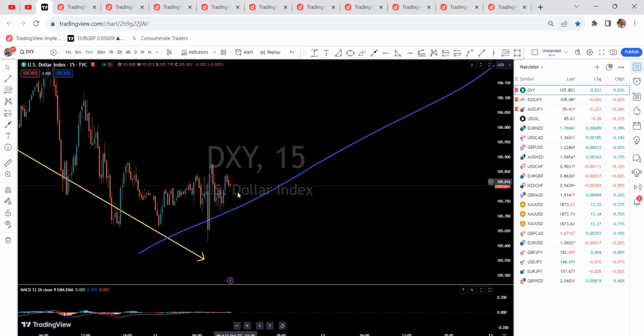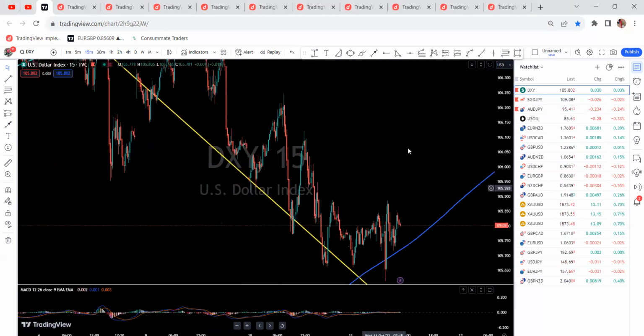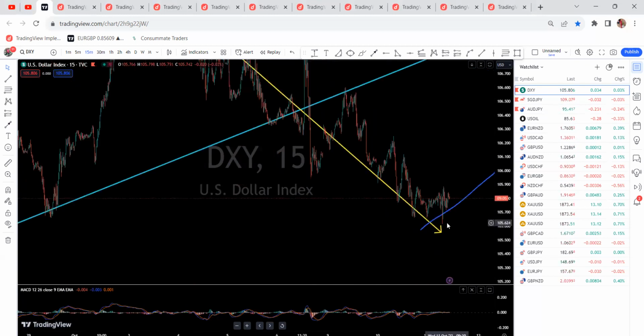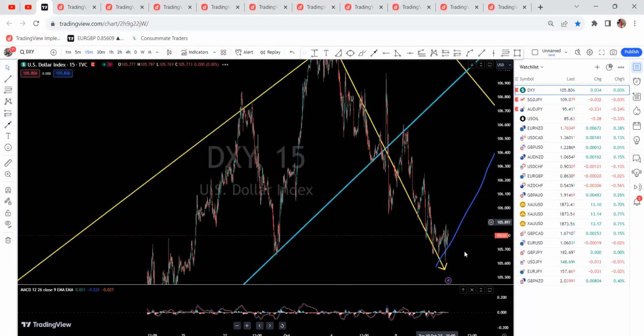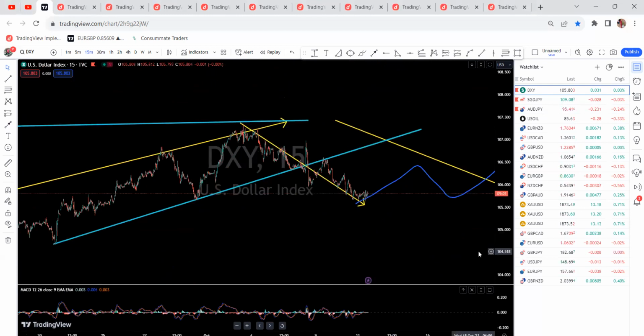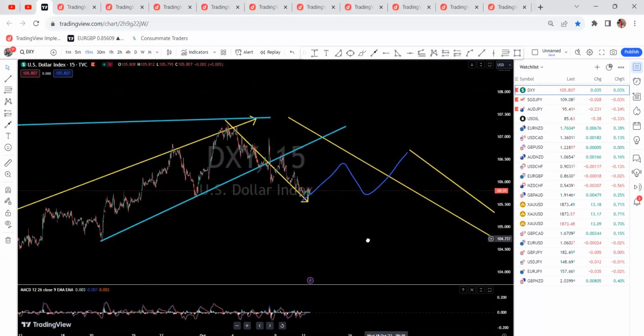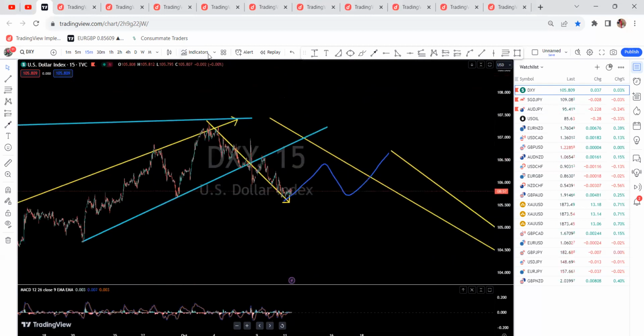But currently, I believe that for this spike, this push up, a corrective structure and another push up probably need to come on 15 minutes. But I have done an analysis on the bigger time frame of what we're expecting to see. So the USD will be going down for a long time. With this understanding, DXY will be going down, which means that USD will be weak for a long time.